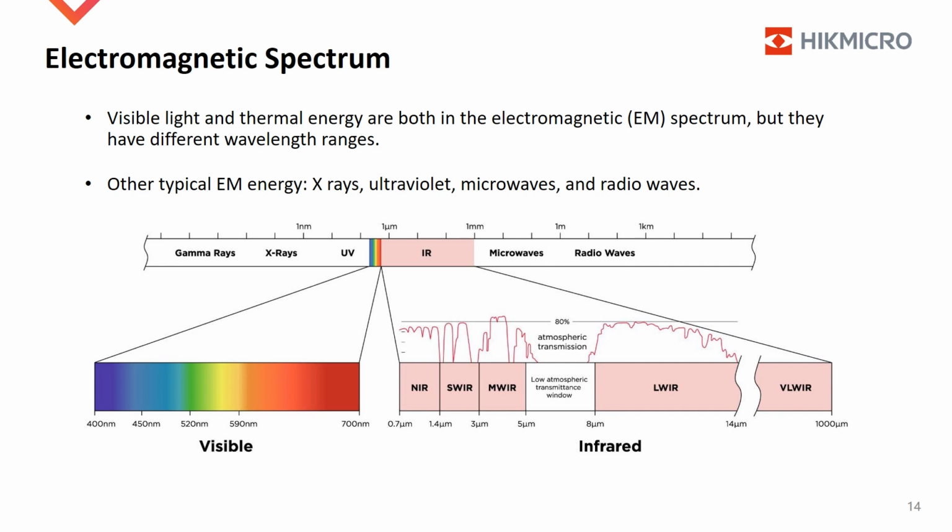The visible light ranges from 400 nanometers to 700 nanometers. You may see the range from 380 nanometers to 750 nanometers somewhere else, depending on the reference source. In general, that means a very narrow range. Our spectrum has a wider range in the EM spectrum. Hikmicro uncooled cameras take the advantages of LWIR, short for long wavelength infrared.